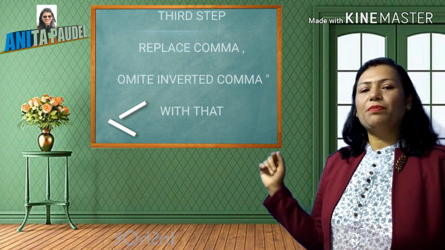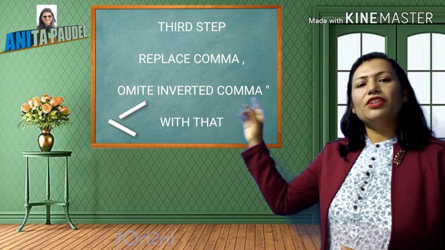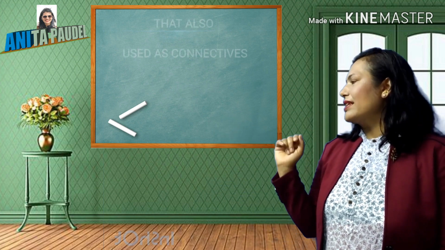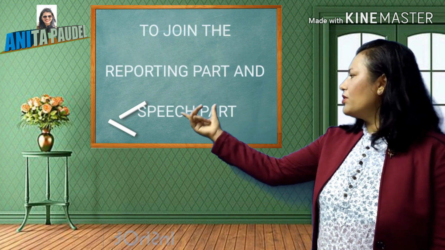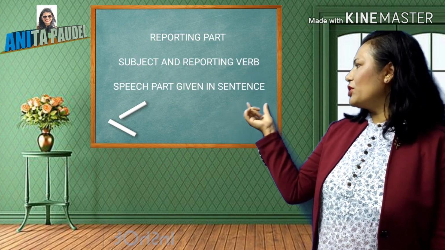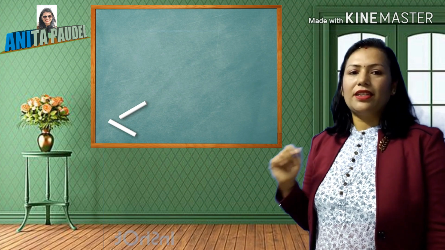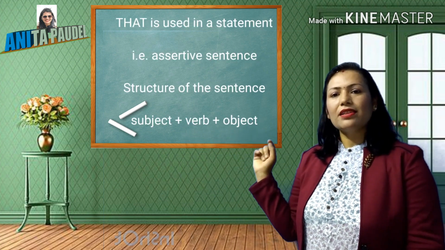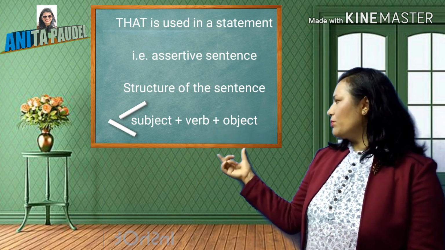The third step is replace comma, omit inverted comma with that. That also is used as the connective to join the reporting part and the speech part. That means the reporting part means subject and reporting verb, and the speech part given in a sentence. And that is used in a statement, that is in an assertive sentence, where the structure of a sentence is subject plus verb plus object.